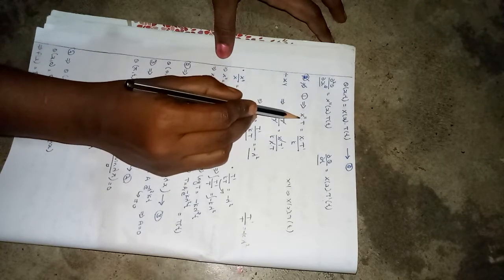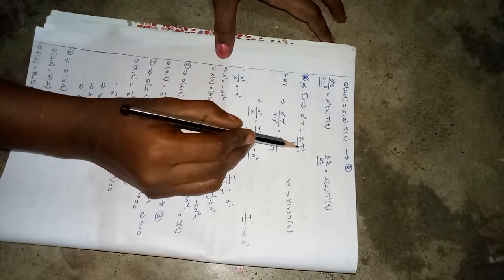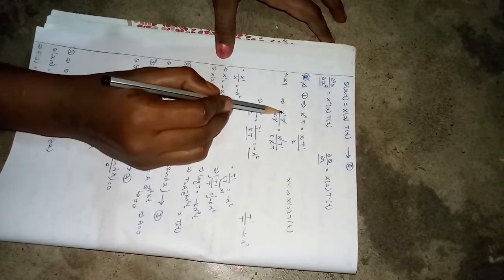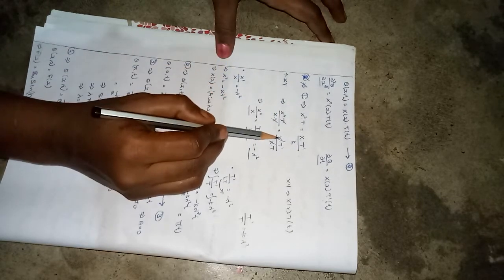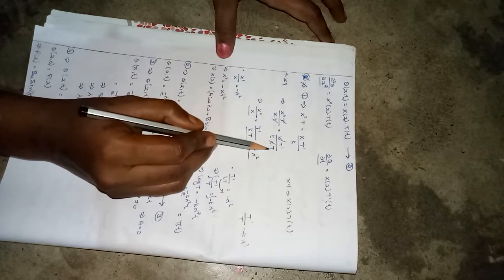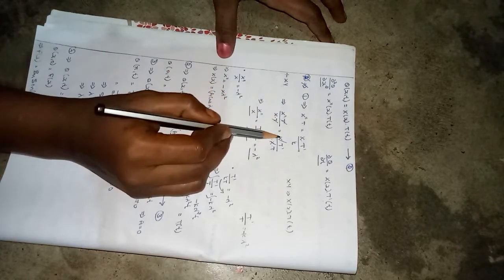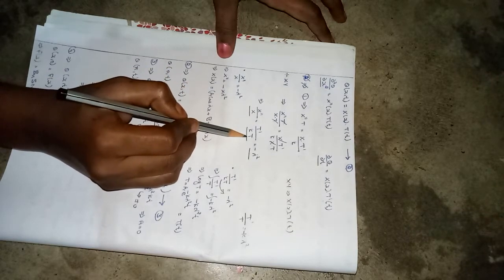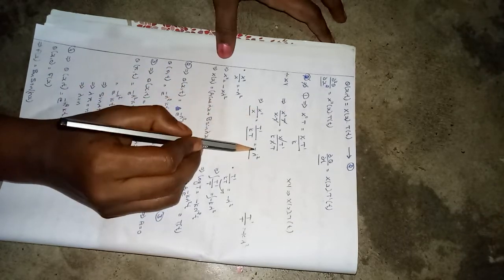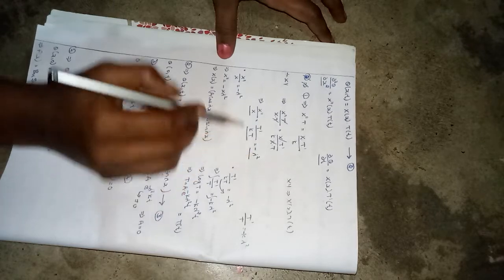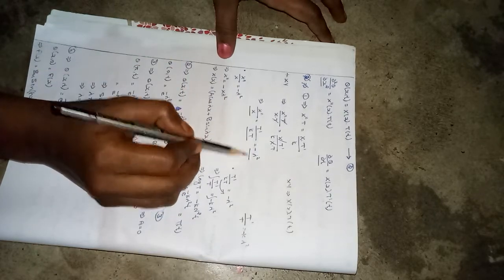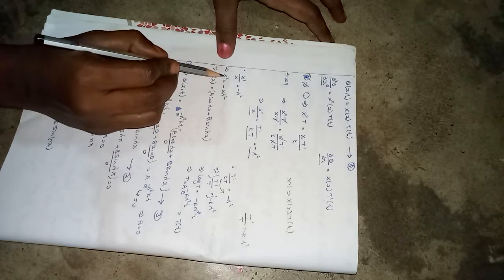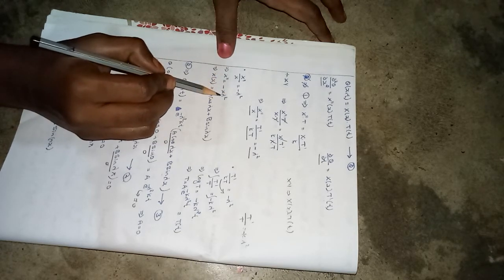It becomes X'' T = X T'/k. Divide this equation by XT: X'' T/(XT) = X T'/(k XT). Here T gets cancelled, here X gets cancelled, remaining will be X''/X = T'/(kT). We will equate this term to minus of a constant square. First equate these two terms, X''/X = −λ². From this X'' = −Xλ².